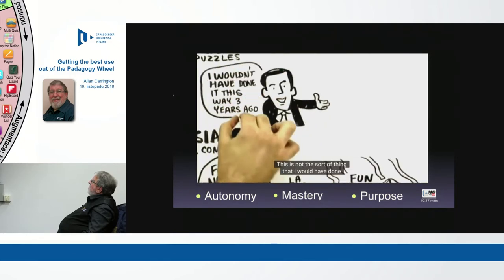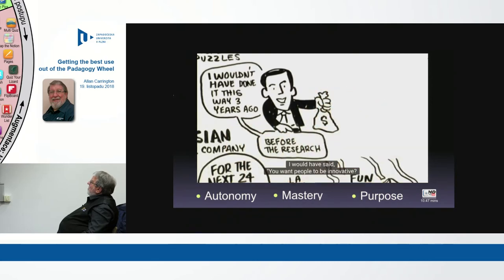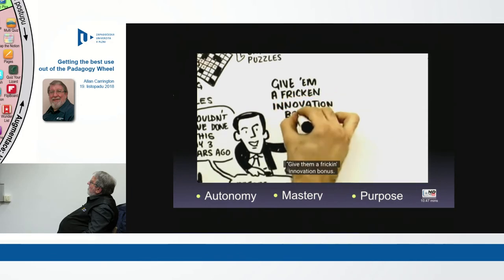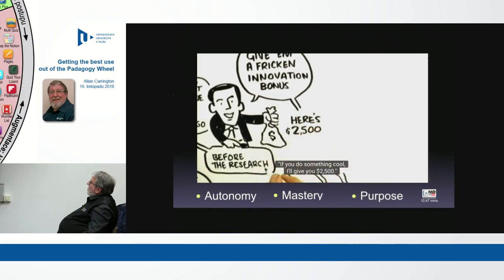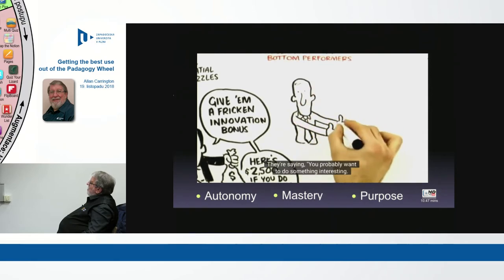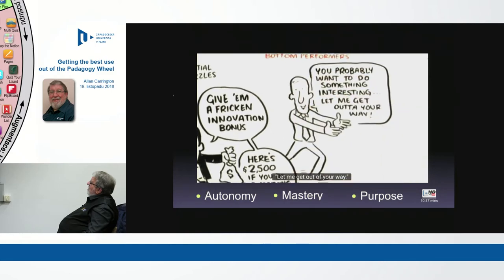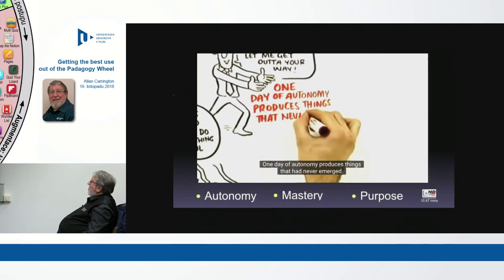Now, this is not an if-then incentive. This is not the sort of thing that I would have done 3 years ago before I knew this research. I would have said, you want people to be creative and innovative? Give them a freaking innovation bonus. If you can do something cool, I'll give you $2,500. They're not doing this at all. They're essentially saying, you probably want to do something interesting. Let me just get out of your way. One day of autonomy produces things that had never emerged.